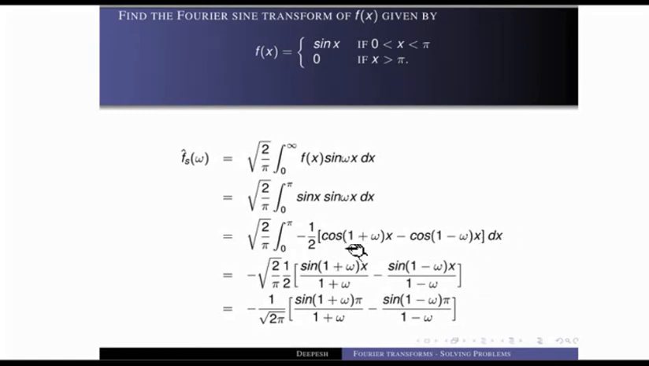So this cos will be here, this minus I have taken out, 1 by 2 also can be taken out. Now the cos integral will be sine by the constant minus again sine by the constant here. So integrate from 0 to pi here, and the answer is this. And if you want, you can have another simplification by taking the LCM.